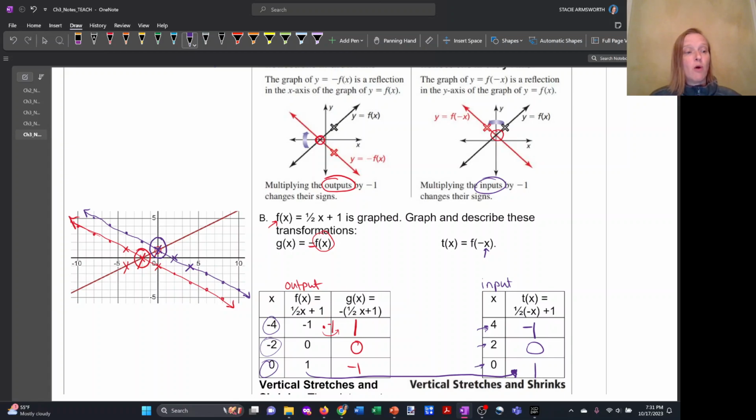So, in summary of what these changes are, the function g was a reflection across the x-axis. And we can tell that because the x-intercept is not changed. It's unchanged. And for t of x, this t function, this was a reflection across the y-axis. And we can tell that because the y-intercept was not changed.